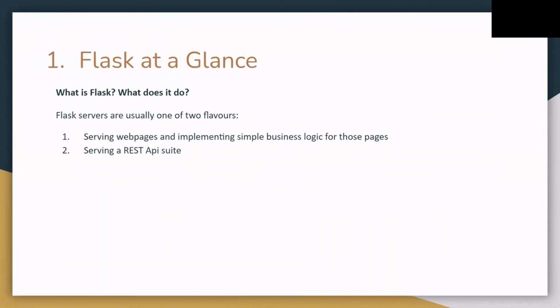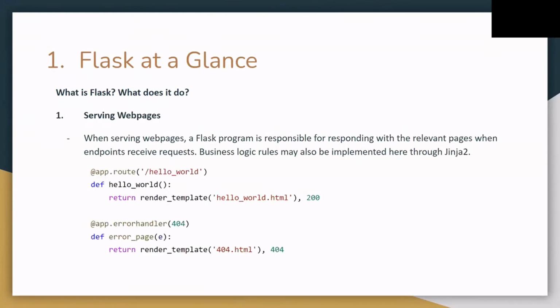Now, Flask servers are usually one of two flavors. Number one, serving web pages and implementing some simple business logic, or number two, serving a REST API suite. In our first flavor, the Flask program serves web pages. And so our web server is basically responsible for responding with the relevant pages when a specific endpoint on the server is queried. Additionally, we can also add in some business logic rules with Jinja 2.